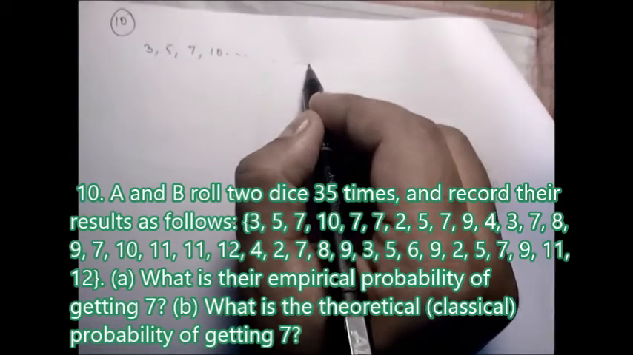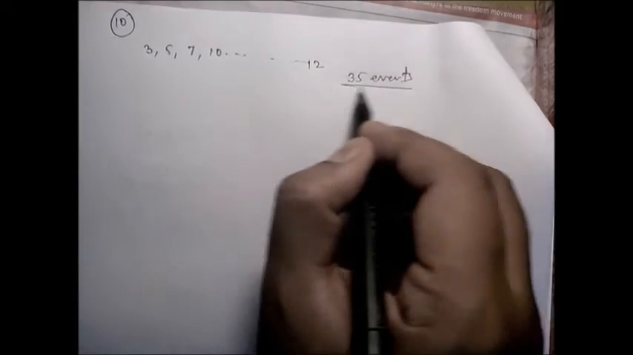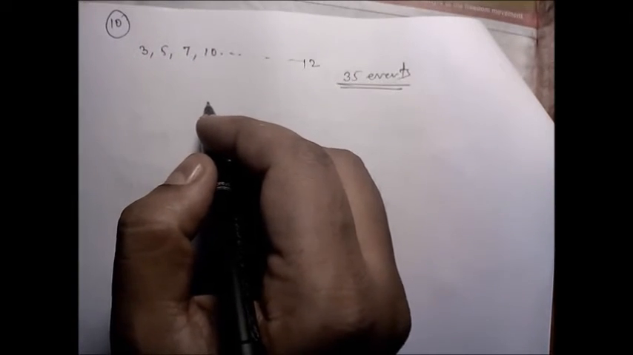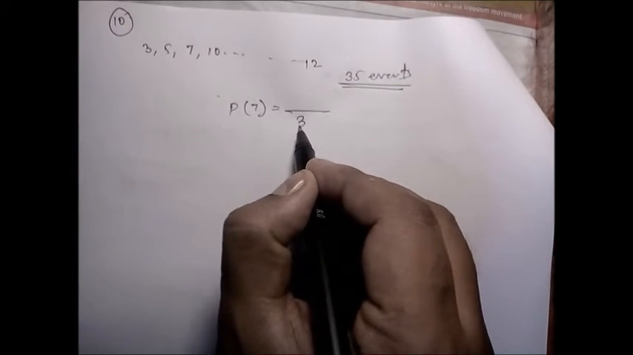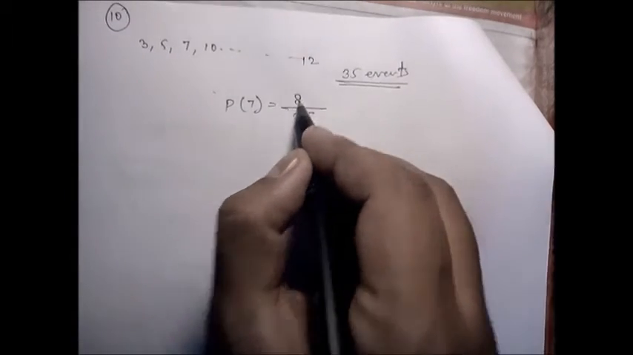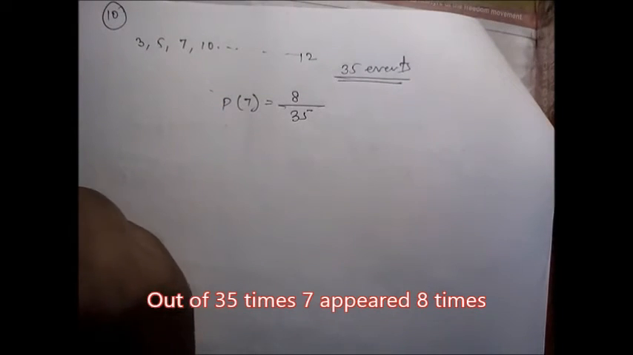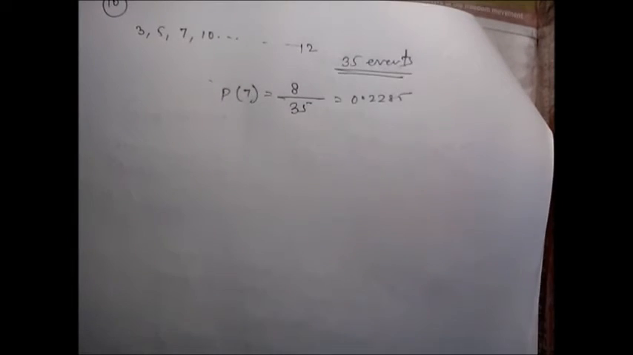So out of 35 events, what is their empirical probability of getting 7? So total 35 events are there. Out of 35, 7 appears 8 times. So what is the empirical probability? It is nothing but 0.2285. So the empirical probability of getting 7 is 0.2285, because out of 35 trials, 7 appeared 8 times. Okay, so the number of favorable events is 8.